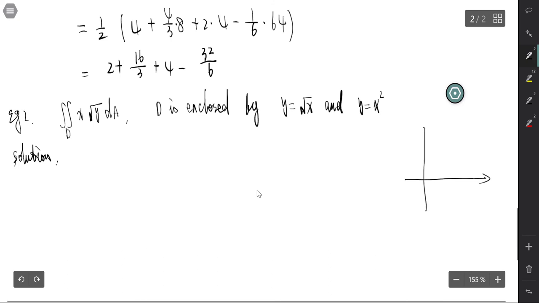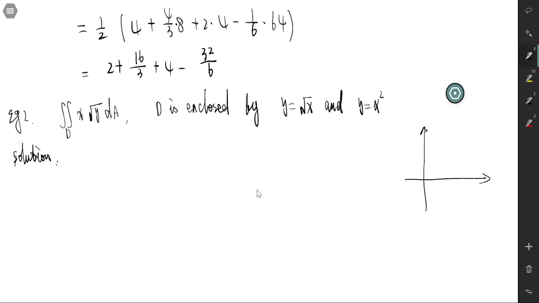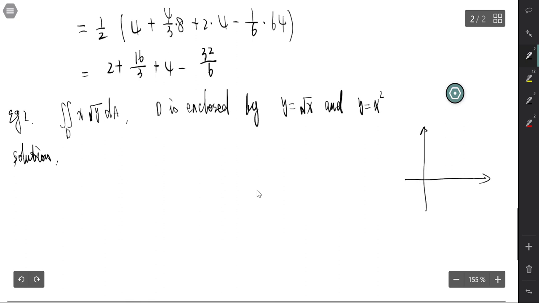The solution: the first step is to draw the region. The region is like y equals square root x, which is like this, the parabola opening to the right. But since y equals square root x, there's no lower half. And y equals x squared is like this. So the enclosed region is here.